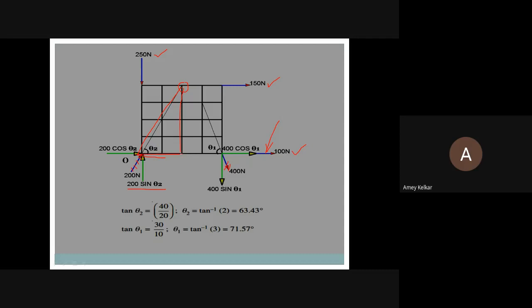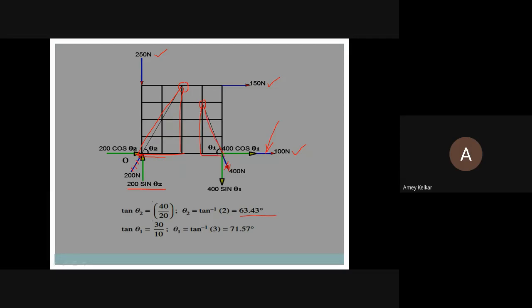This triangle we refer to find theta 2. So this height is 40 and base is 20. So tan theta 2 is 40 by 20, and we get the value of theta 2. Similarly, to find theta 1, the point of origin is here. This is very important. So this triangle will be referred.